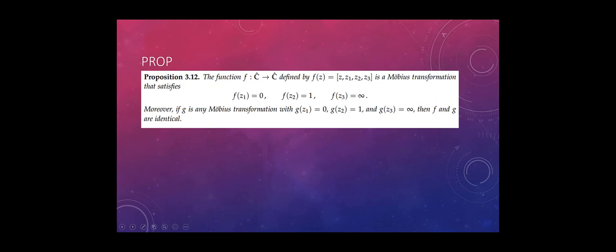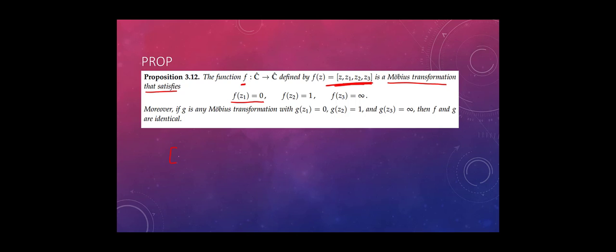Anyway, so what does this have to do with our function? So we have a couple of propositions, or a couple of things we need to talk about. So first, let f be a function from the extended complex plane to the extended complex plane defined by our cross ratio. So remember, think about these as functions. Then we actually have that the cross ratio is in fact a Mobius transformation that satisfies the following. So f of z1 is equal to 0, f of z2 is equal to 1, and f of z3 is equal to infinity.